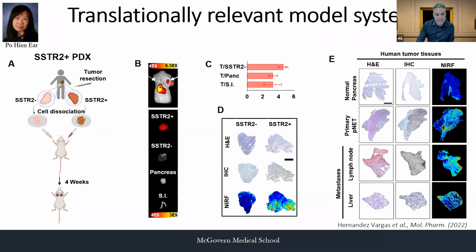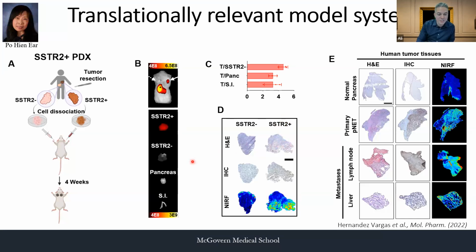And by using this model, again, we're able to show very nice receptor-mediated uptake in the animal model, confirmed here by ex vivo analysis of the tissues. And then also here you can see by the staining, again, SSTR2 negative was very low. And then here we see nice signal from the Odyssey and the receptor positive tumors.